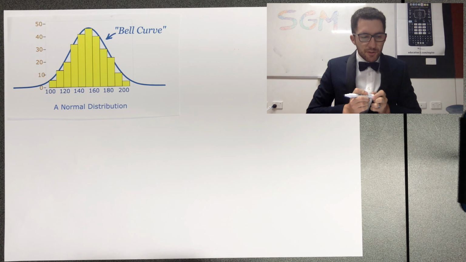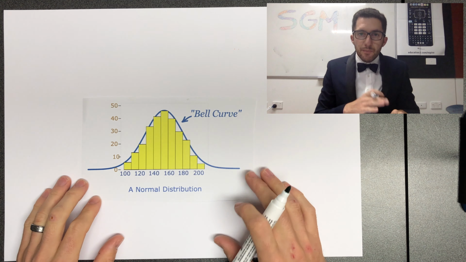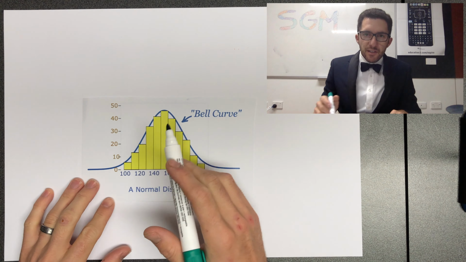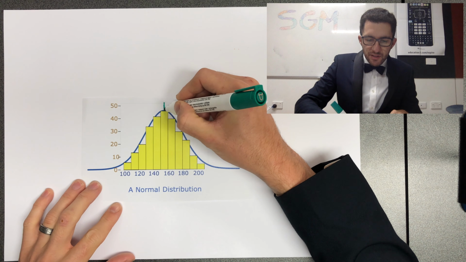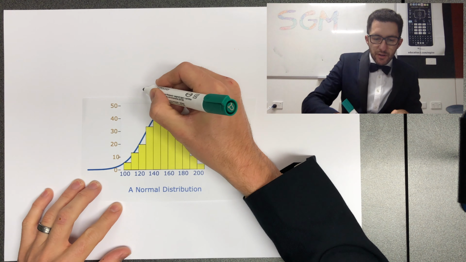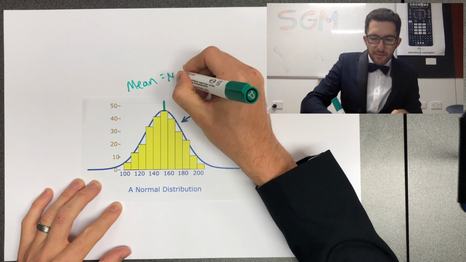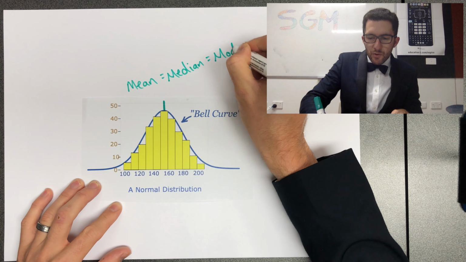So if this is our first one, this is our normal distribution, our symmetrical distribution, then what we find in these distributions is that the mean and the median and the mode are all in the same place. So we've got mean being the same as the median, being the same as the mode.